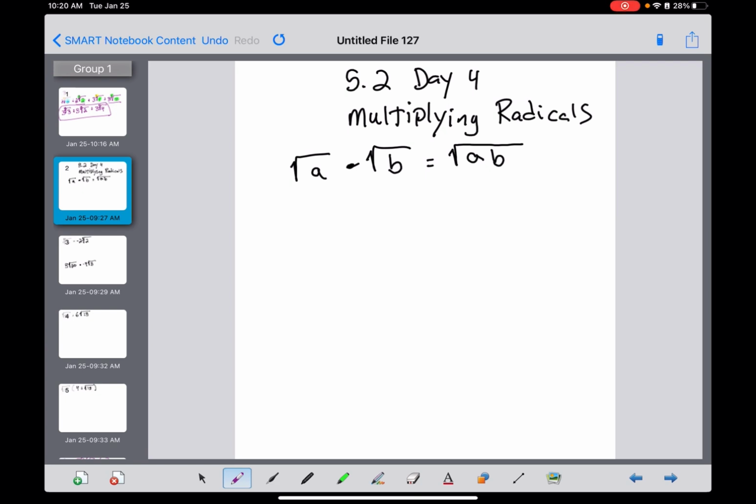So like I said, we've got 5.2, day 4, multiplying radicals today. Now the nice thing about multiplying radicals, as opposed to adding and subtracting them, is that when we're multiplying radicals, at least how we're going to do them today, the only thing that has to be similar is the index. So in the case that I have here, our index is just going to be 2. That index is the same. And if the index is the same, we can go ahead and multiply them together.